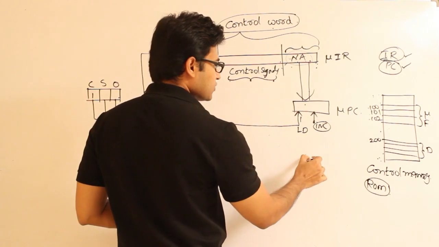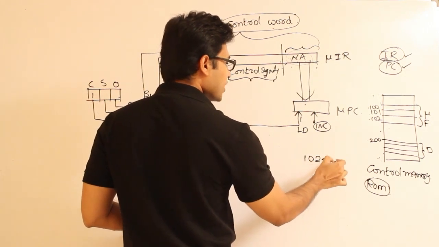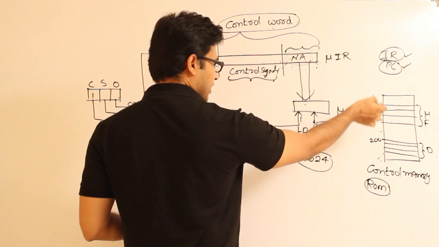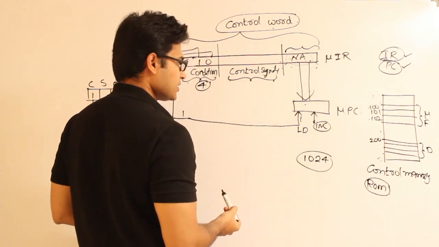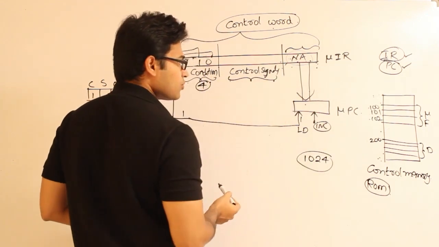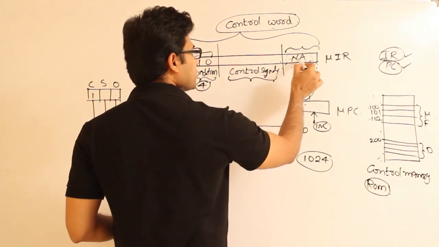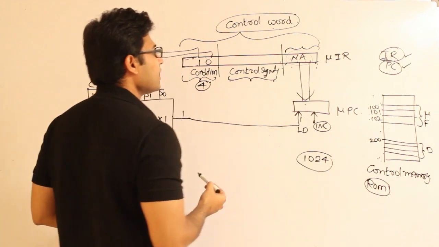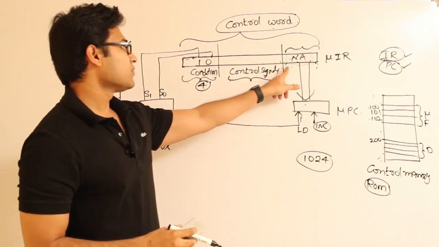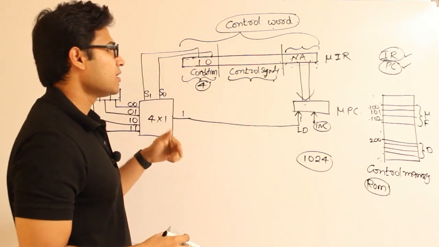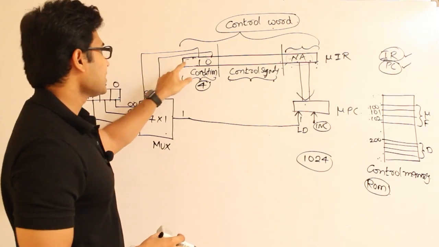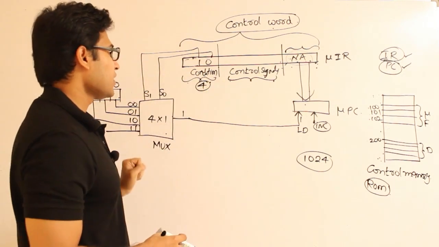If the size of the control memory is 1024 words, and this next instruction has to point to one of these 1024 words, then definitely you are supposed to have 10 bits here. Got it? Therefore the size of this one depends on the size of the memory. The size of this one depends on the number of flags.